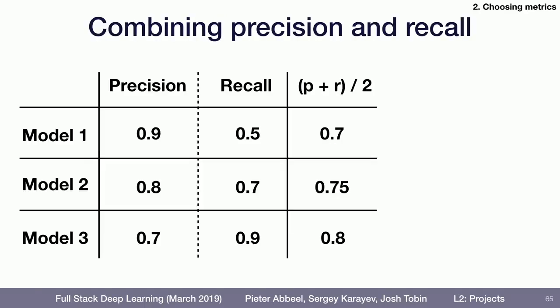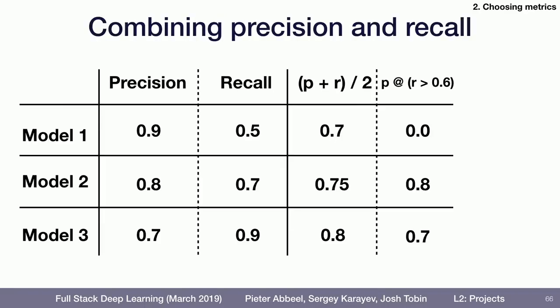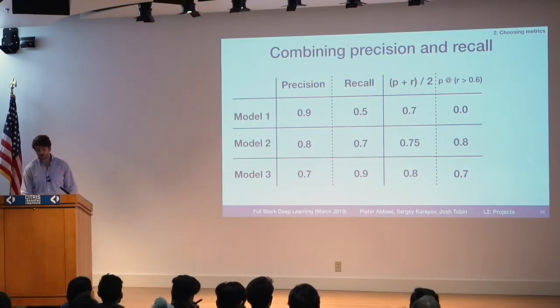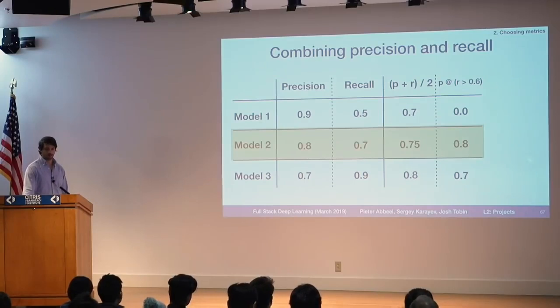So let's say that we do that here, and maybe we say that we know that we want our model to have recall greater than 0.6. And then if it's greater than 0.6, we pick the one with the best precision. And so that would lead us to picking model 2.